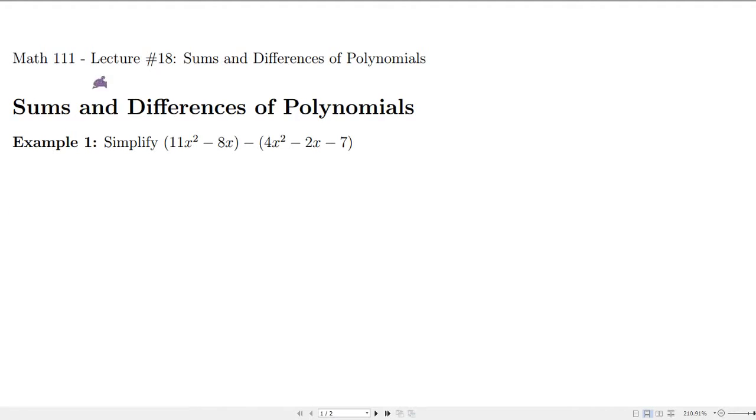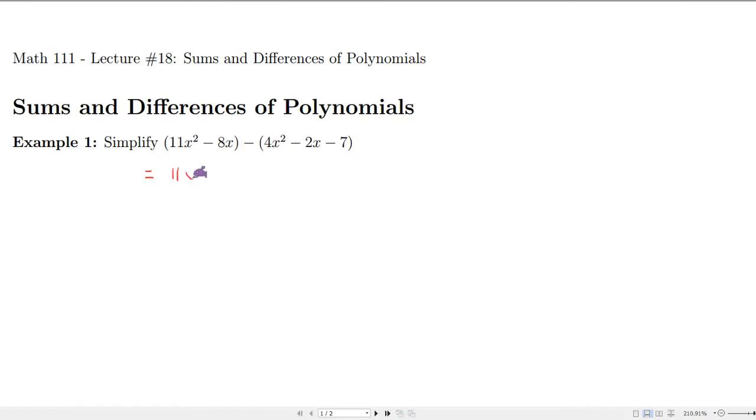So now we're going to study polynomials, and we're going to start out with adding and subtracting polynomials. Okay, so simplify the following. So we have the polynomial 11x squared minus 8x, and then we're going to subtract the polynomial 4x squared minus 2x minus 7. So the first step is very similar to how we simplified linear equations and things like that. We're going to distribute this minus.